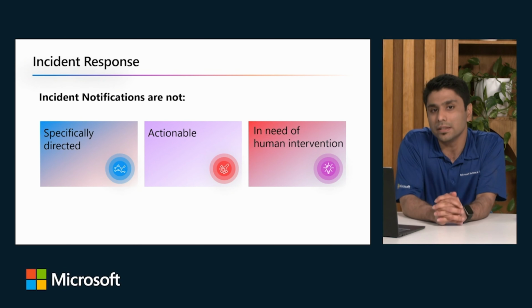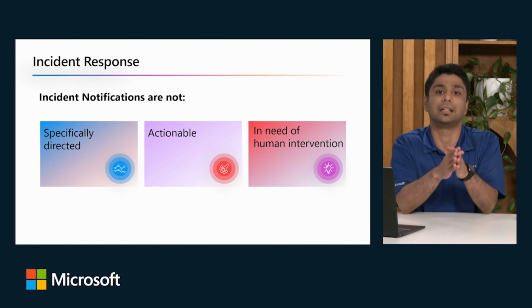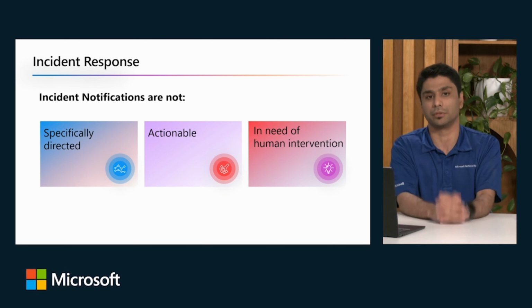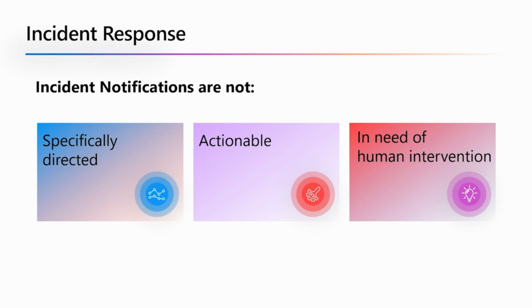Now, a good incident notification should be specifically directed to whoever is responsible for it. If we need to increase a memory or a CPU, maybe it's the operations member. If it's a database issue, maybe it's the database admin. If it's an application bug, maybe it's the developer. It should be completely actionable. That means it provides info on how you can act on the incident.